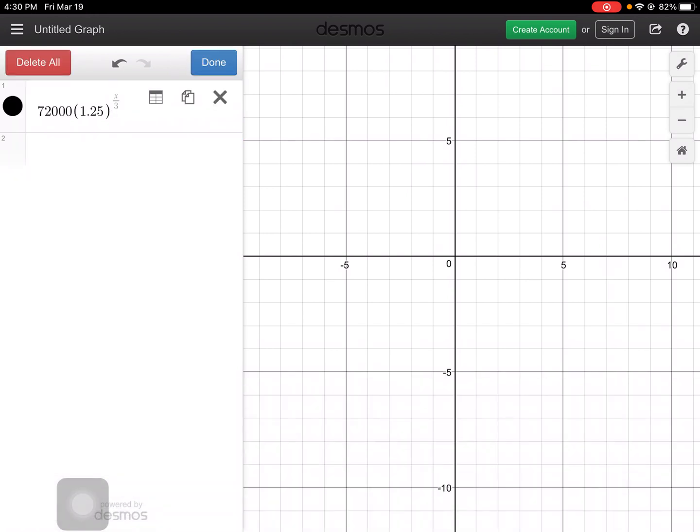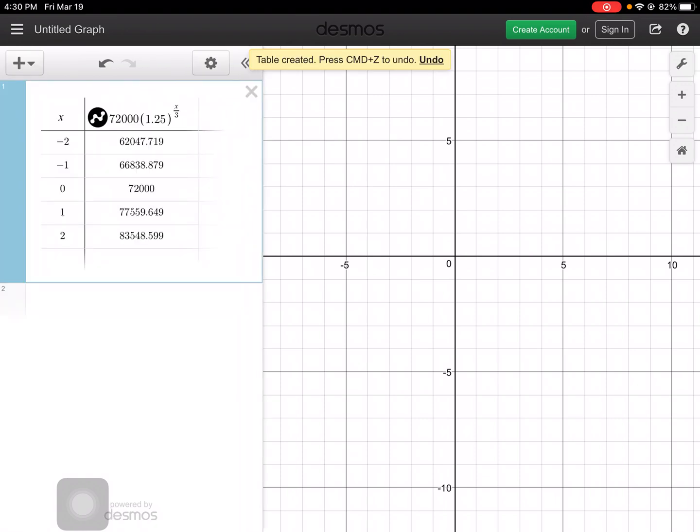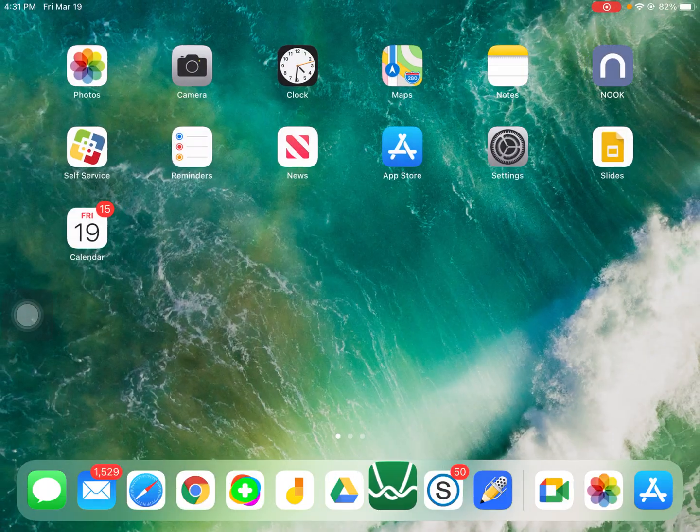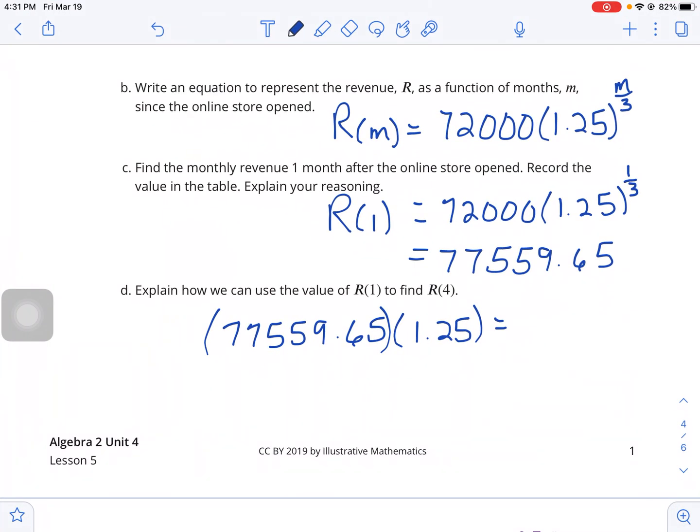Let's just try it once. If we turn that into a table here, so here is our 4. So here it is, 96,994.49 or so. So that's another way of finding the revenue in the 4th month.